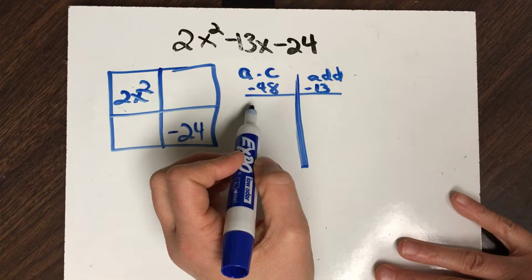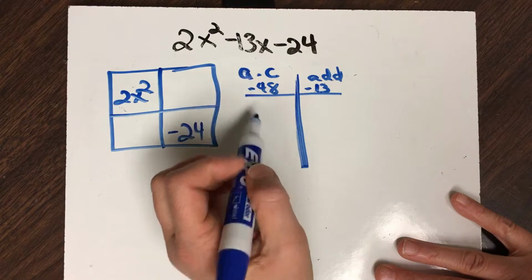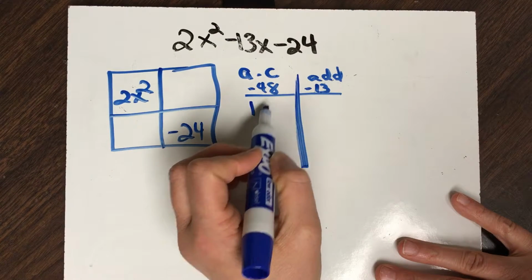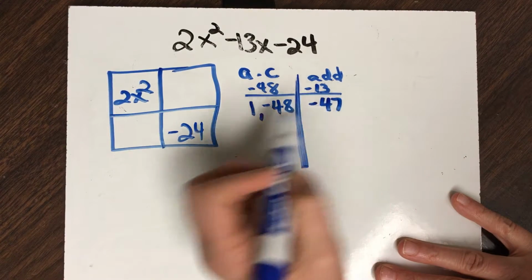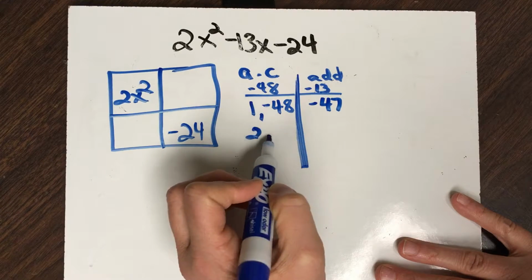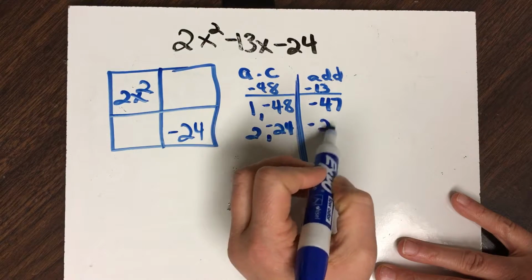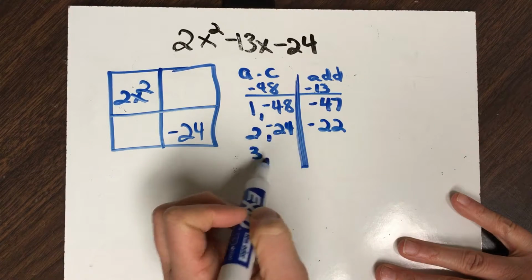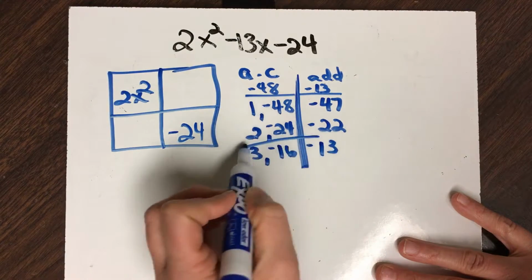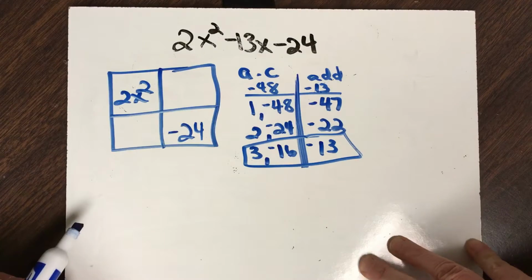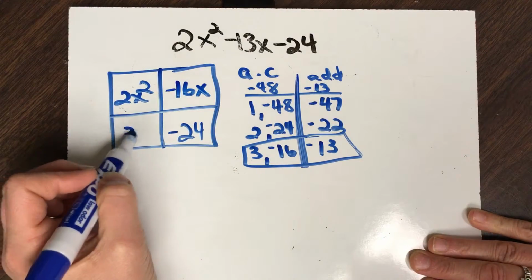All right, so we have a very large negative in this case. So our negative number is going to be the large one. So let's do 47 negative, and then 2 and 24 negative, which would be negative 22, 3 and negative 16 gives us negative 13. Oh, there it is. All right, let's put our pieces in. So we have a negative 16x and a 3x.